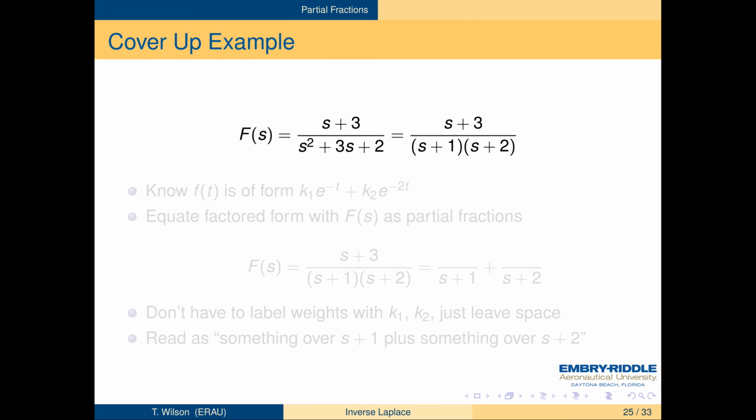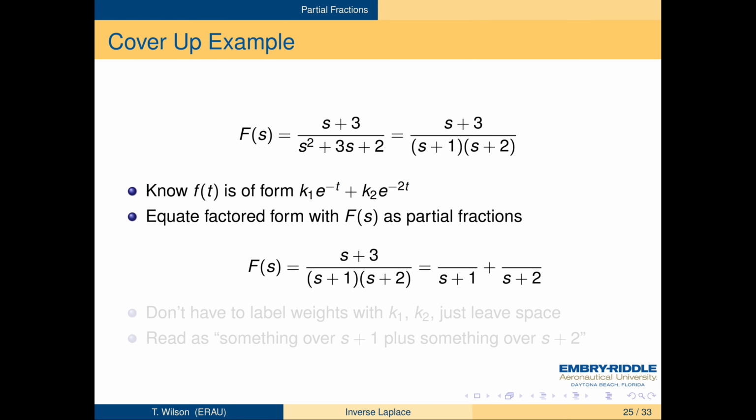Let's go through an example of using cover-up where we can see how some of the details of doing this in practice work out. It's not as bad as it seems in the derivation. First, here's the F(s) we developed earlier. As soon as we factor the denominator, we know that we can write f(t) of the form something times e to the minus 2t plus something times e to the minus t. When we write F(s) in factored form, we put it equal to partial fractions. We equate the factored form with the partial fraction form.